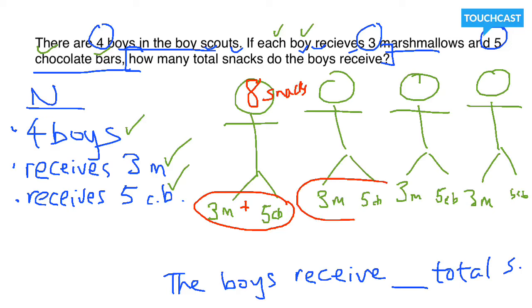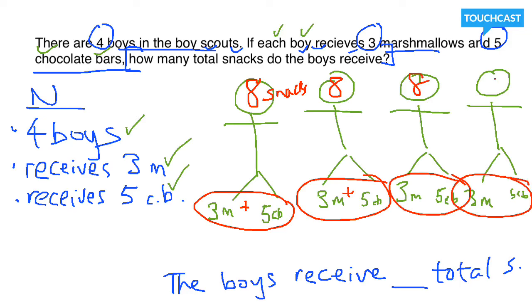This boy then must receive 8 snacks. This boy must then receive 8 snacks. And this boy must then receive 8 snacks. So let's count by 8s. 8, 16, 24, 32. They should have received 32 total snacks.